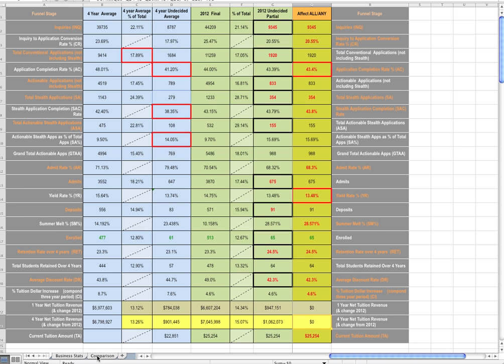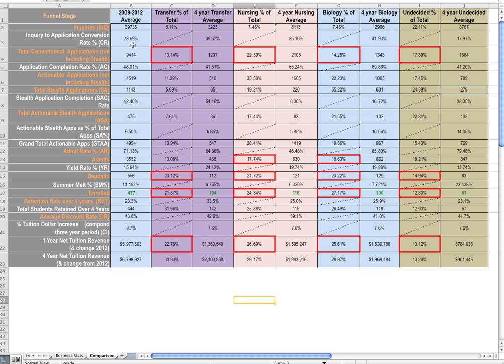And what we show here is the comparison of our transfer numbers in the purple, nursing students in the lighter pink, biology in the blue, and undecided in the brown range. You can see that about 2/3 of all applications received come from these 4 areas of interest.